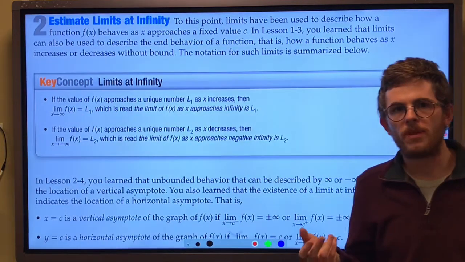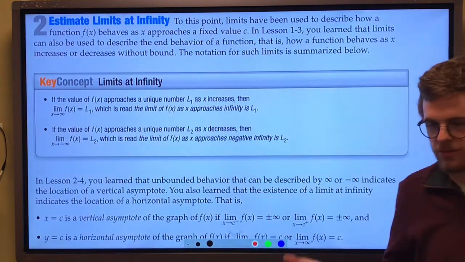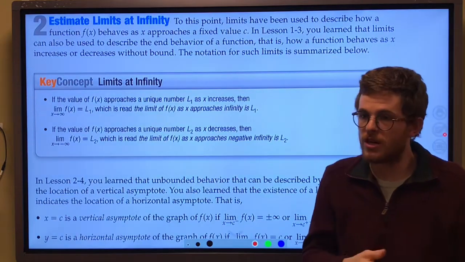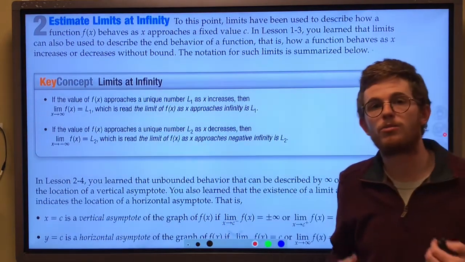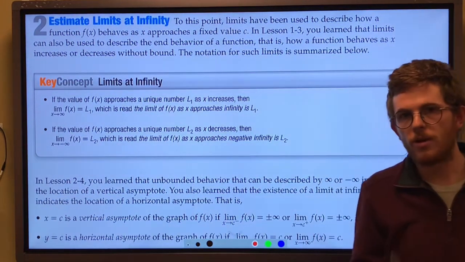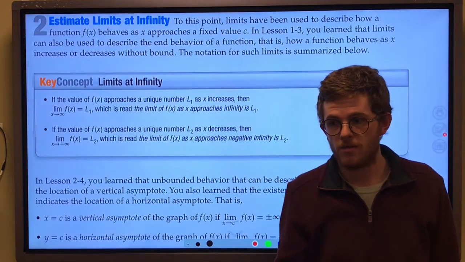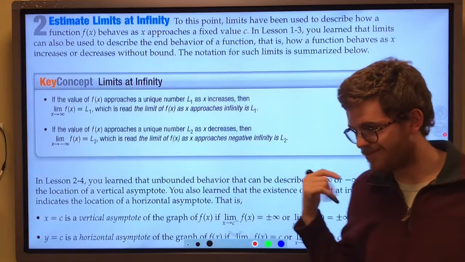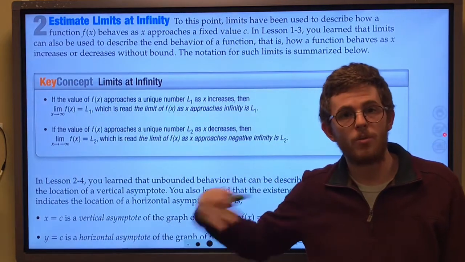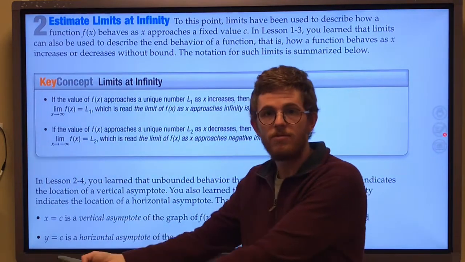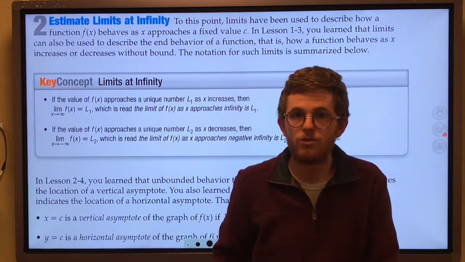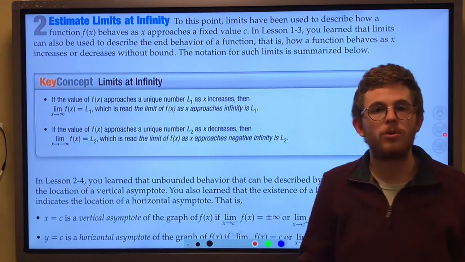So we're going to think about limits going to infinity. What is the limit of this function as x approaches infinity or x approaches negative infinity? And what's great about this is really thinking about the end behavior of our graph. What are our outputs approaching as x goes to negative infinity? As x goes to positive infinity, what are our outputs approaching?